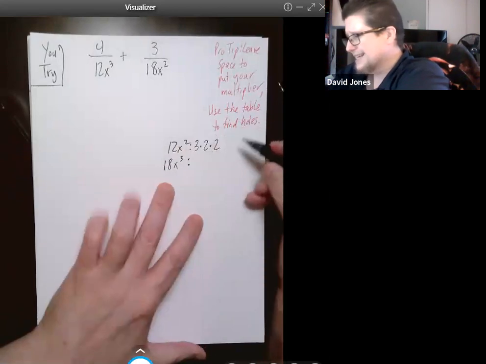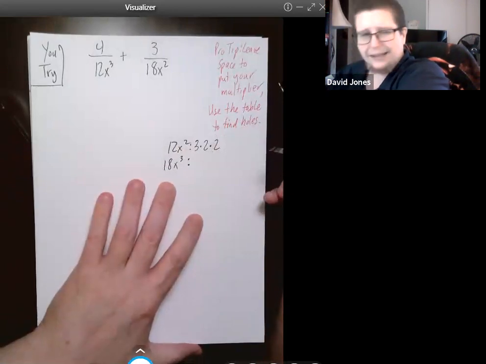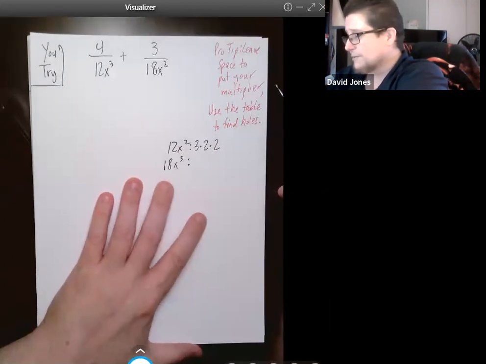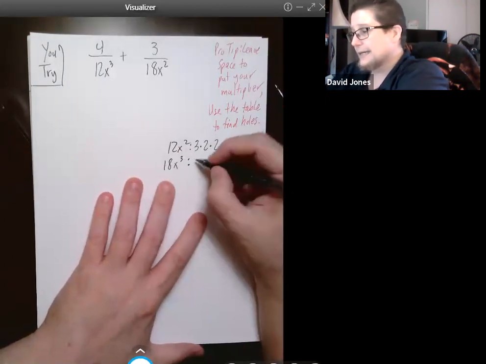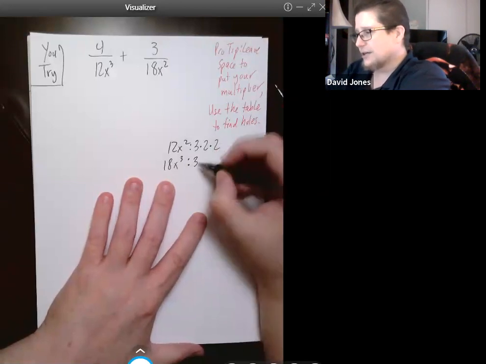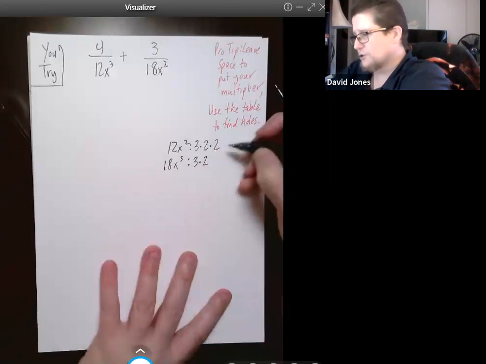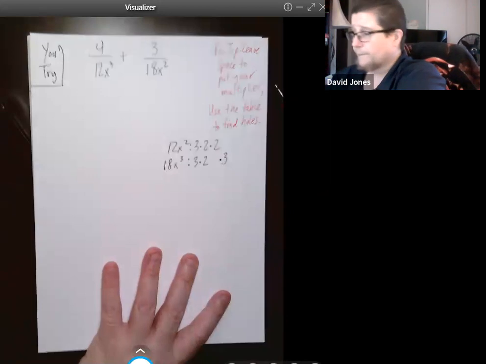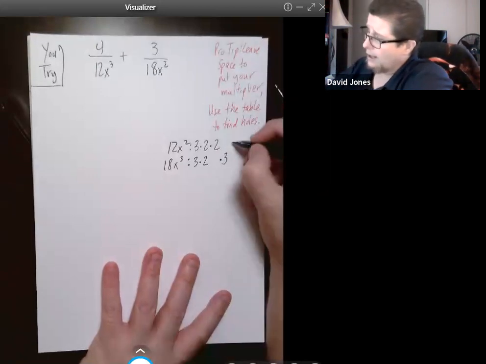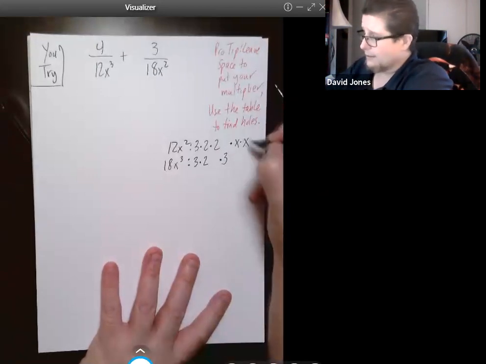I'm going to do the 18 next so that I can keep my numbers all together. I didn't like having that 3 at the end in the last table. So I'm going to do all the numbers first. 18 is 3 times 6, and 6 is 2 times 3. I got a column for a 2, but I need another 3. And if you want, you can do all the x's out.